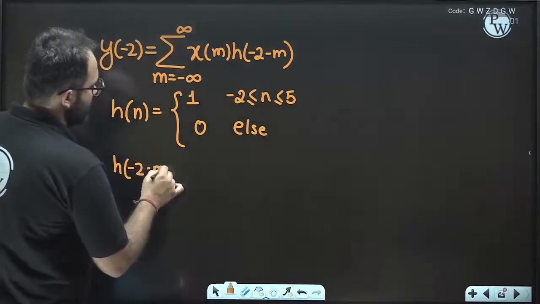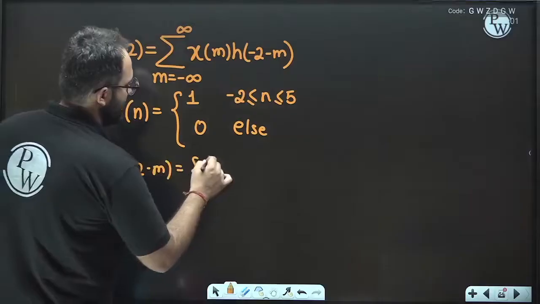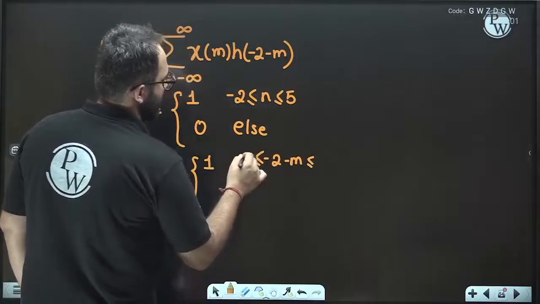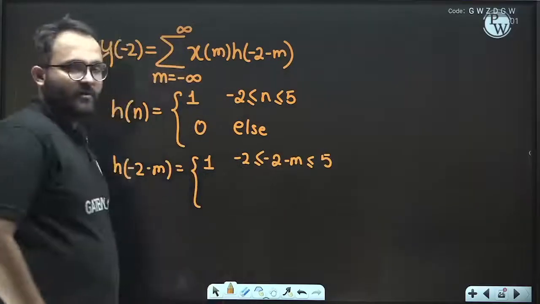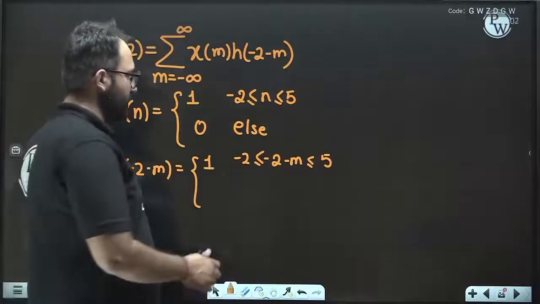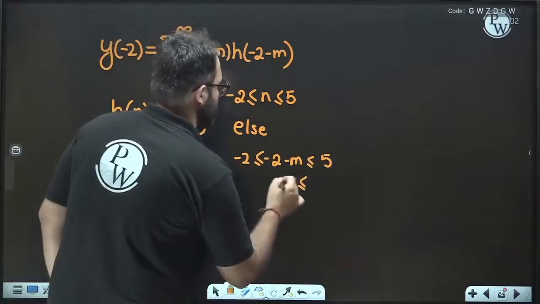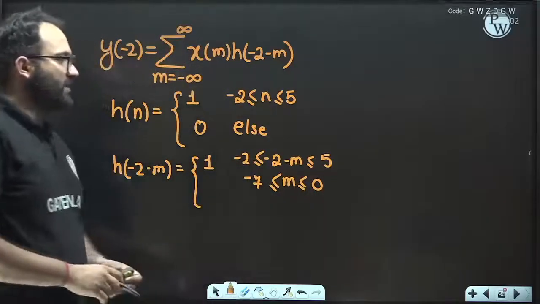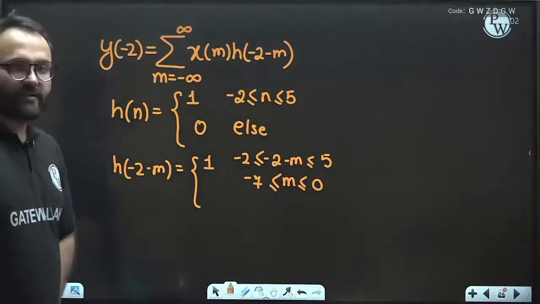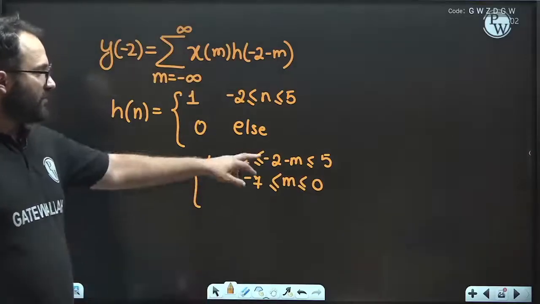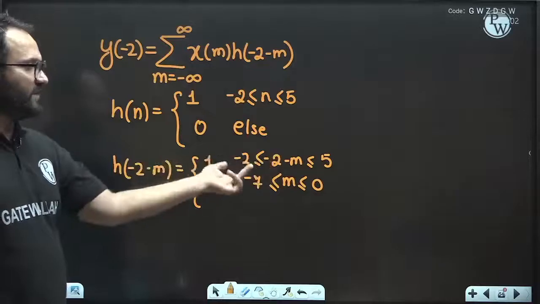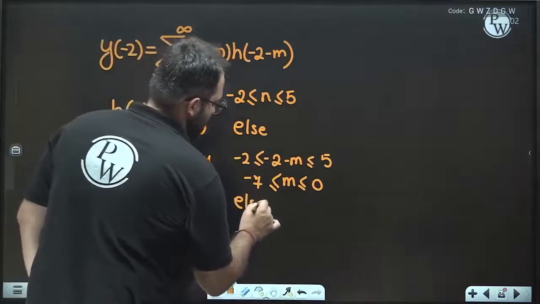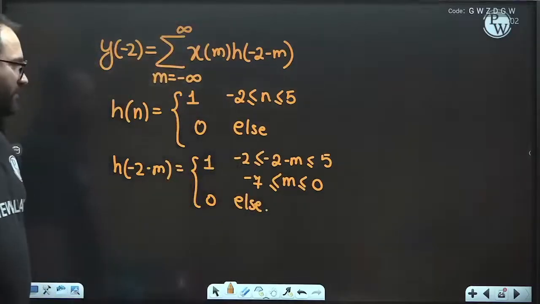So we can see that h of minus 2 minus m will be 1 for the range of minus 2 minus m from minus 2 to 5. Now we add 2 to all the terms, so we'll get minus 7 to 0. I hope all of you are able to get this. So h of minus 2 minus m is 1 from minus 7 to 0. We add 2, we get 0 and 7, and then we invert the limits, and it is 0 elsewhere. So we have this h of minus 2 minus m from minus 7 to 0.